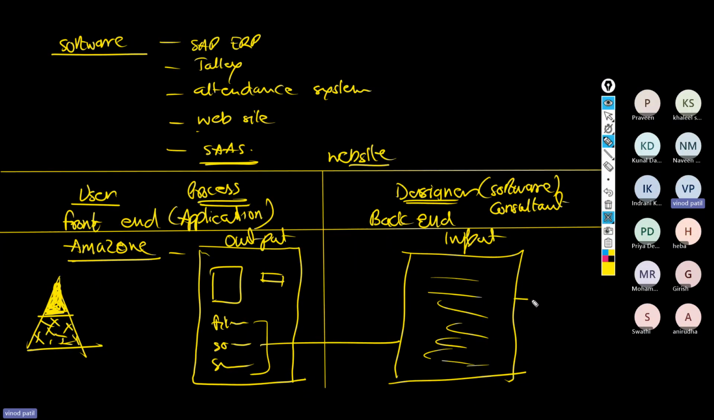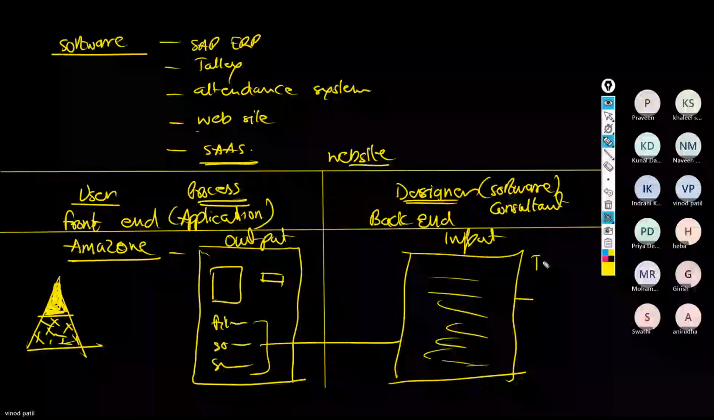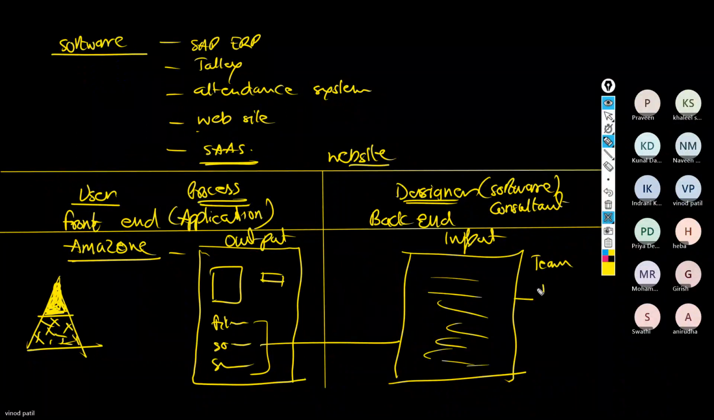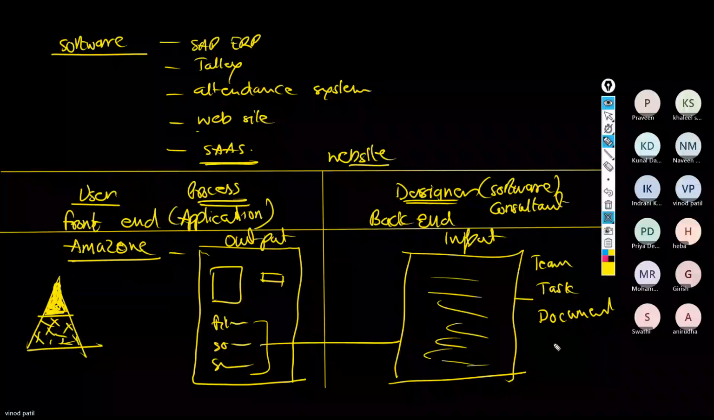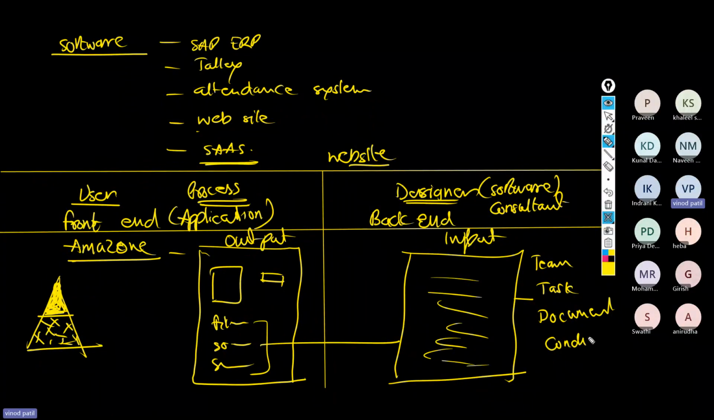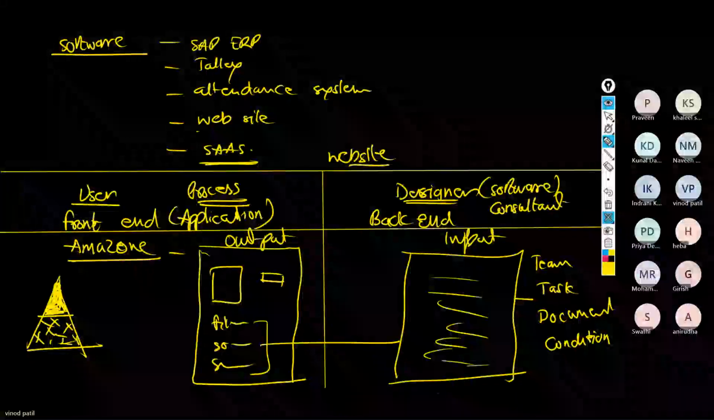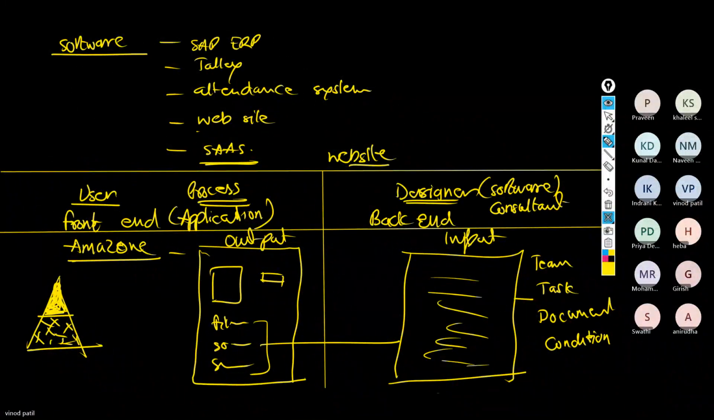And every process or business process has four things. What are those four things? Team, task, document, and conditions. Just a minute ago, we saw an example. You understand, guys?